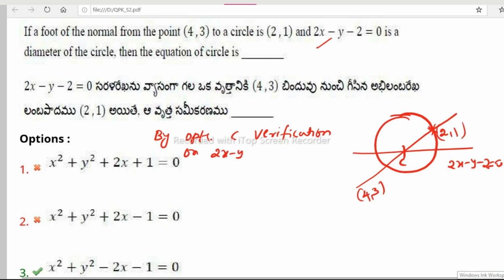2x minus y minus 2 is equal to 0. What is the first option? Center (-1, 0). Is it true? Minus 2 minus 0 minus 2, it's not equal to 0.